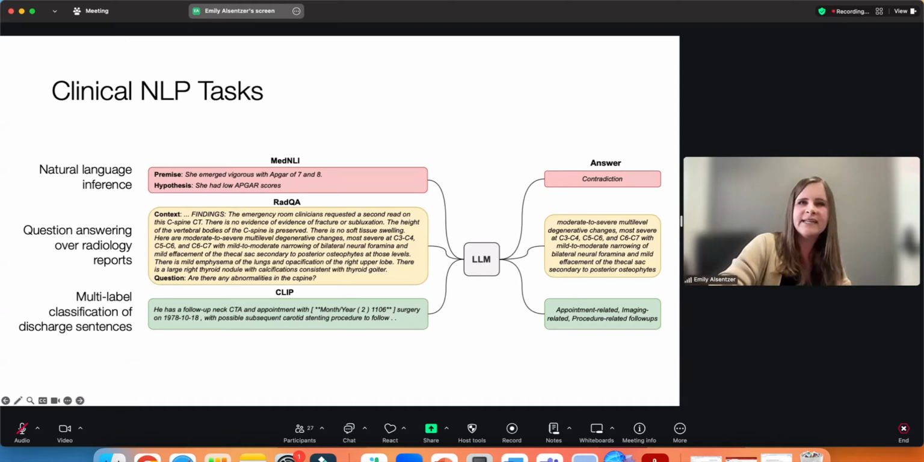We evaluated these models on 3 different clinical tasks. The first is a natural language inference task, which asks whether a hypothesis can be inferred from a premise. The hypothesis can either entail, contradict, or be neutral to the premise. The second is a question answering task over radiology reports, where the goal is to find the text in the report that answers the question. And then the third task is a multi-label classification task of discharge summary sentences, where the goal is to identify whether each sentence in the summary contains different types of follow-up information.